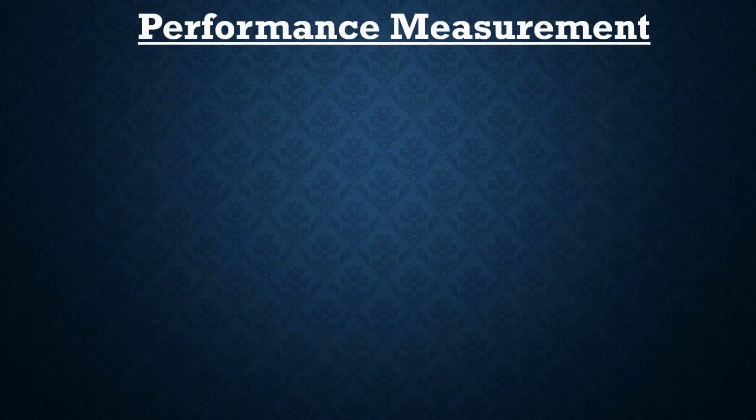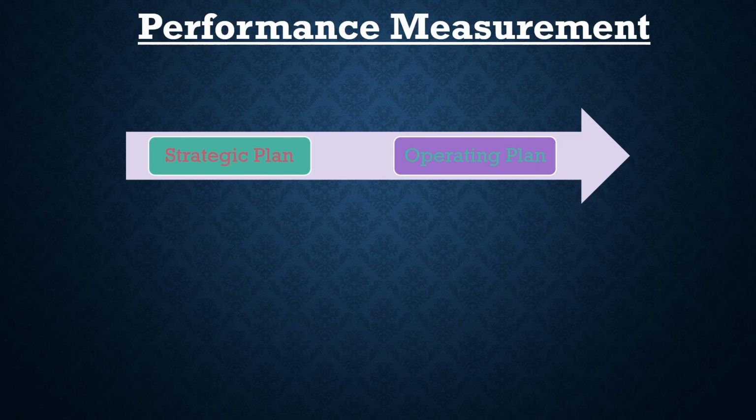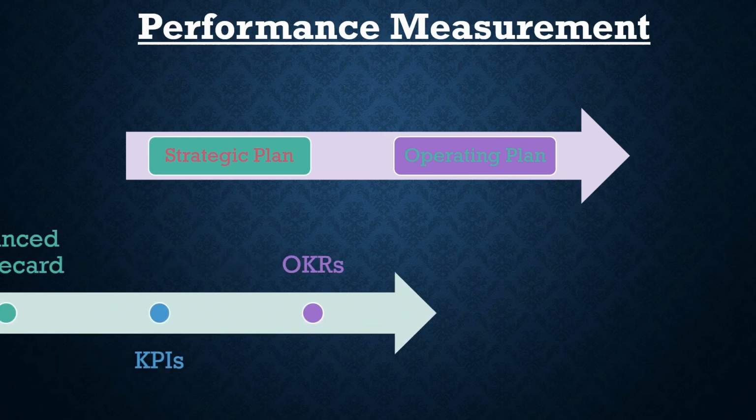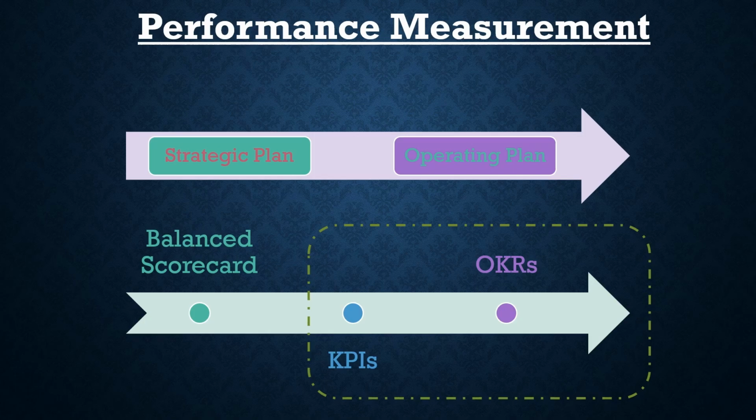Performance measurement can be considered with reference to two key areas, namely our strategic plan and our operating plan. In video number 15, we considered the strategic plan and how performance is measured using a balanced scorecard. In this video, we will be more focused on the operating plan and measuring performance making use of key performance indicators, or KPIs, and objective key results, or OKRs.